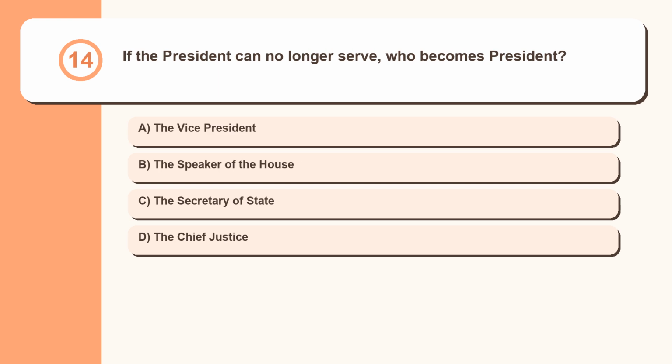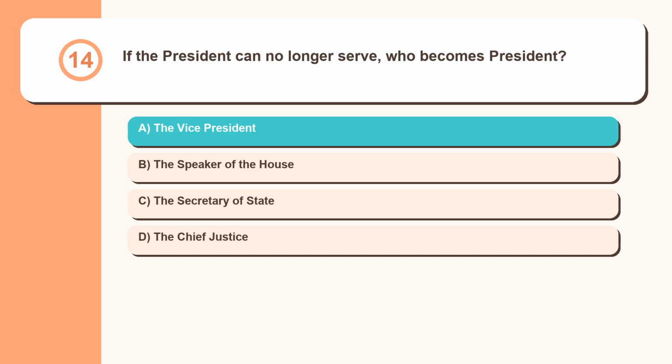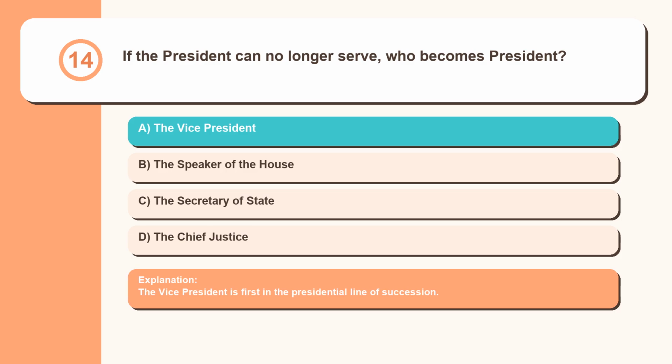Question 14. If the president can no longer serve, who becomes president? The vice president, the Speaker of the House, the Secretary of State, the Chief Justice. The vice president is first in the presidential line of succession.